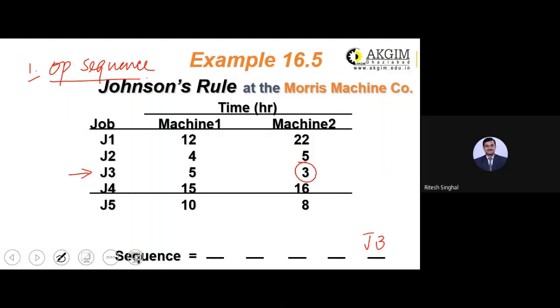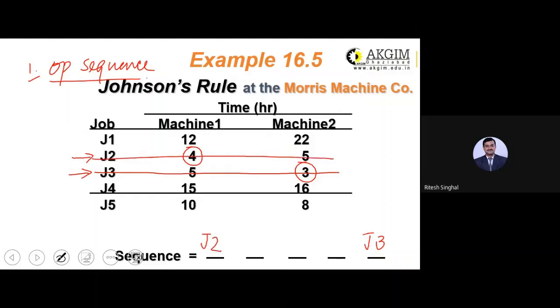And third step, eliminate this job that is being already scheduled, so that by mistake we cannot schedule it again and again. Now find the minimum time on the remaining matrix, and we found that the next minimum is 4. And this 4 is on machine 1. That is why we are going to schedule this job J2 as early as possible.